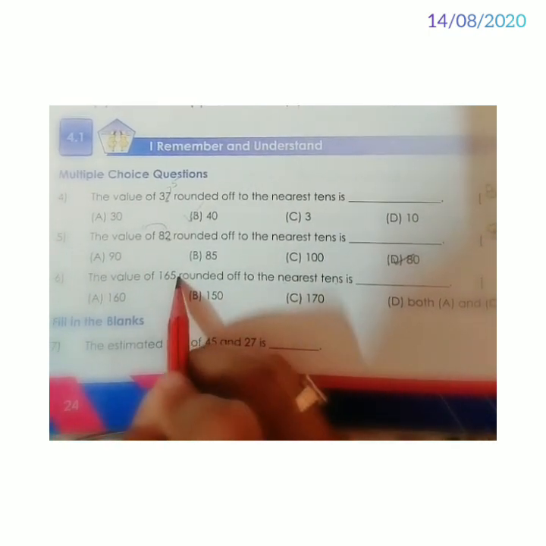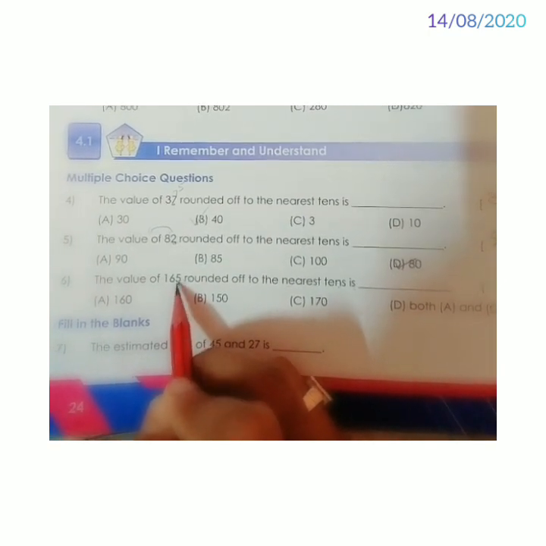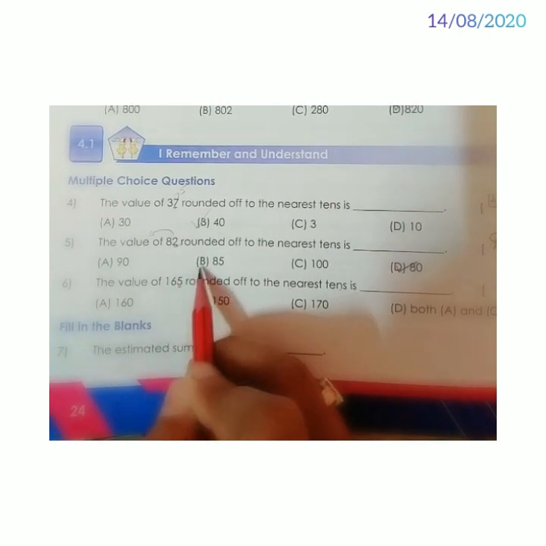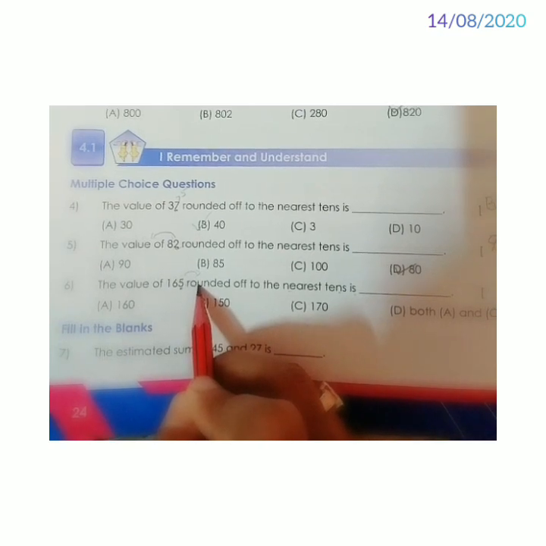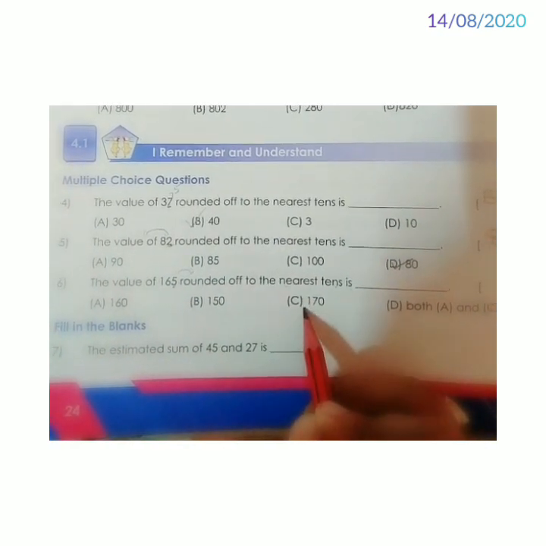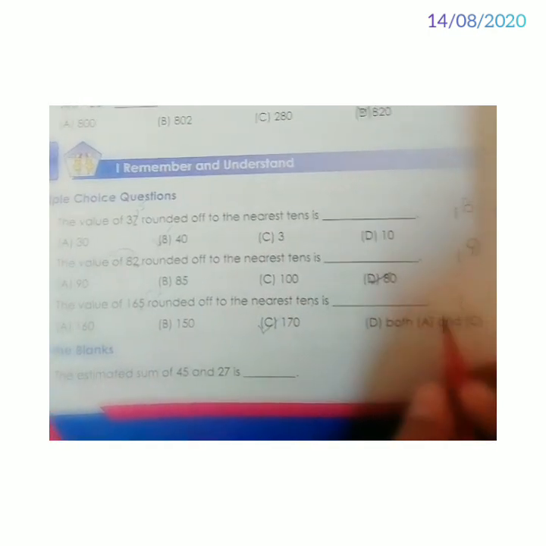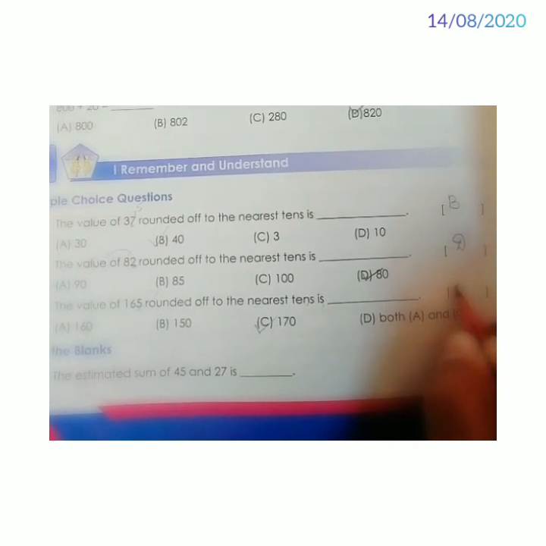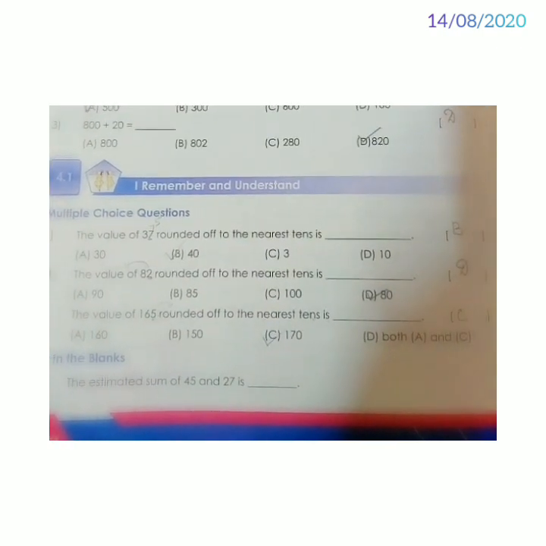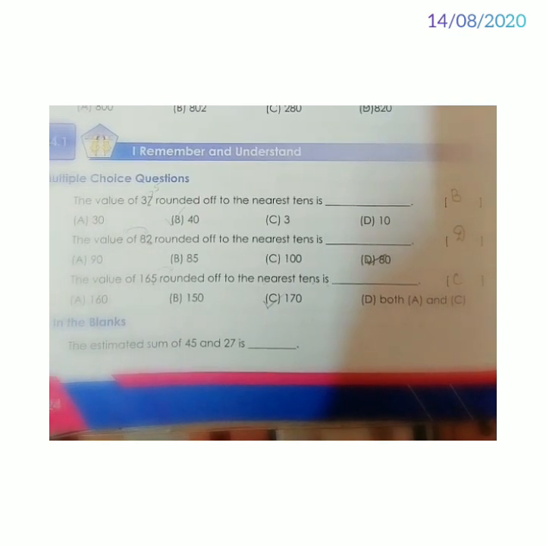Now look at the digit in the ones place. What is the digit? 5, and it is equal to 5. So we have to move forward, isn't it? So after 165, the nearest 10 is 170, isn't it? So the correct answer is 170. So write down over here option C. Okay, 170. All of you are clear? I hope so. All of you are clear, isn't it?